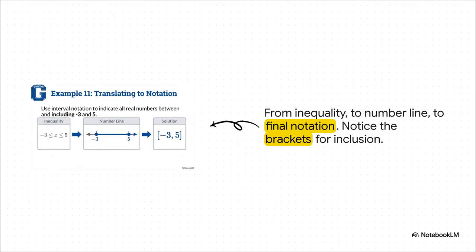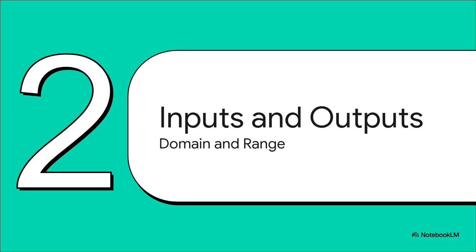And this example just pulls it all together perfectly. We want all the numbers between -3 and 5, including them. The inequality has those or equal to signs, and that's our signal. On the number line, that means we use solid, filled-in dots. And in our final notation, solid dots means square brackets on both sides. So bracket, -3, 5, bracket. Done. All right, let's switch gears a bit.